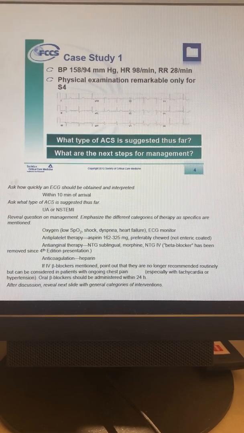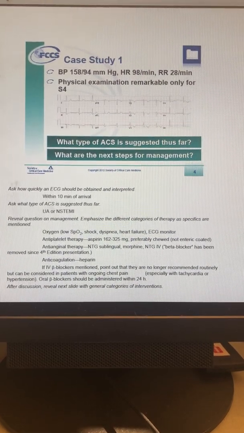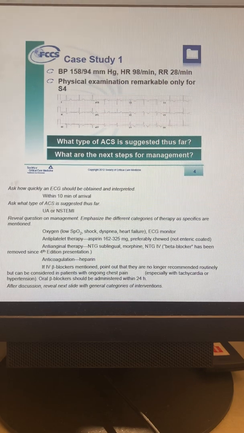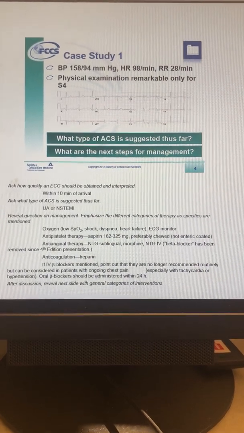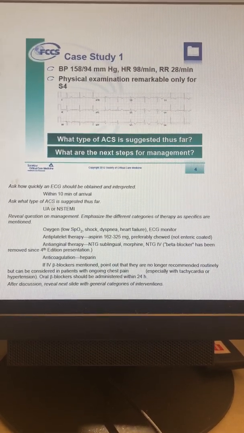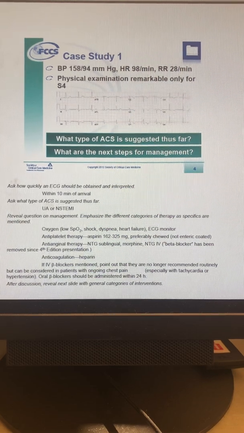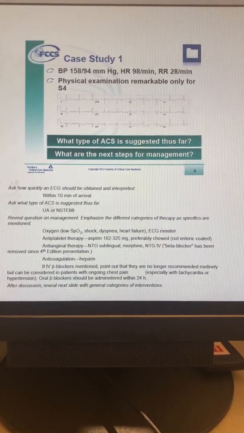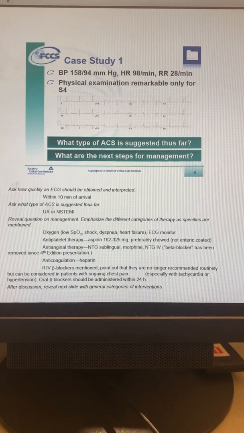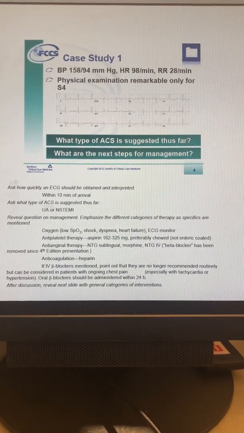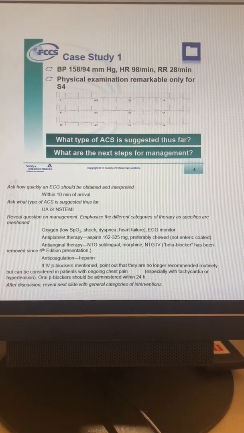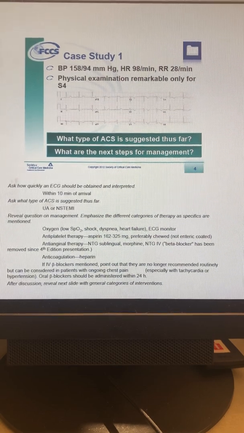So once you put them on the oxygen, give them the aspirin, the nitroglycerin, the morphine, you want to put them on a heparin drip. And then the beta blockers, you can give them oral beta blockers within the first 24 hours. It's not mandatory to give them beta blockers right away. And the IV form of beta blocker, you give it only if they have tachycardia and hypertension.